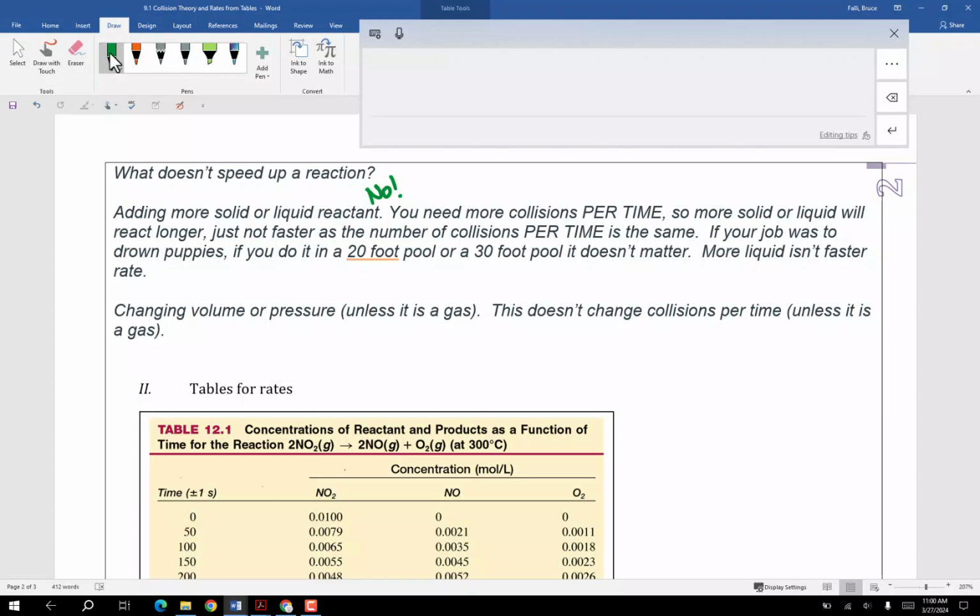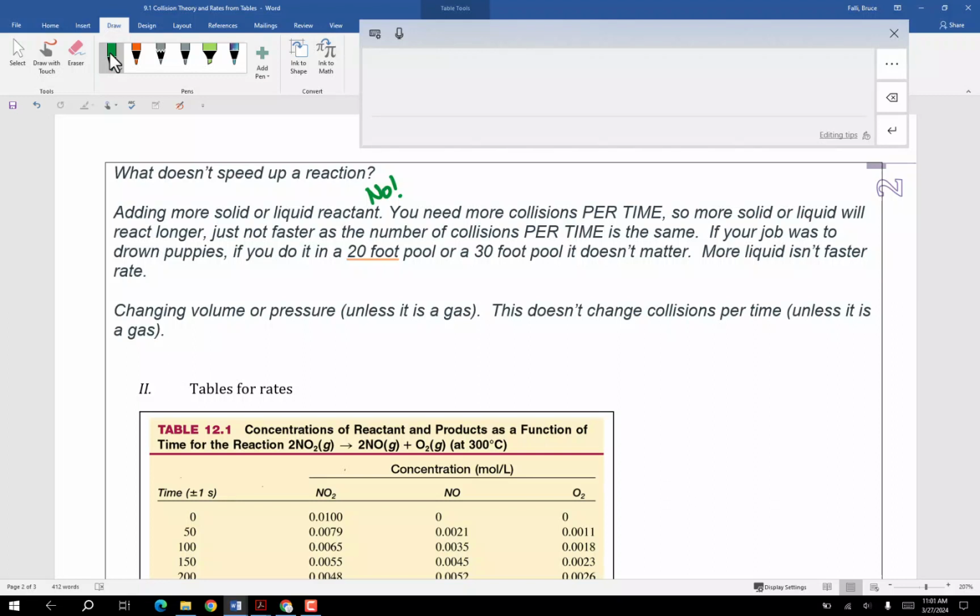If your job was to drown puppies, oh, how sad. If you do it in a 20-foot pool or a 30-foot pool, it doesn't matter. More liquid isn't a faster rate of drowning puppies. Don't drown puppies. That's terrible. But I think that might be memorable, so you can see that just the amount of liquid or solid doesn't change it.